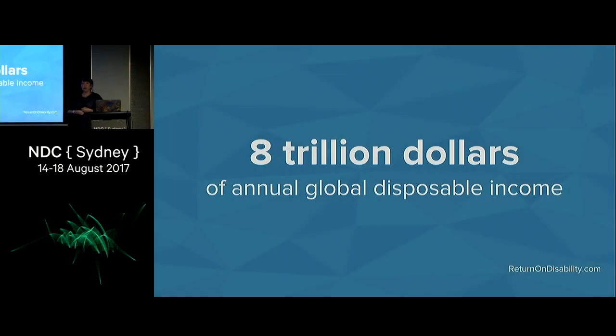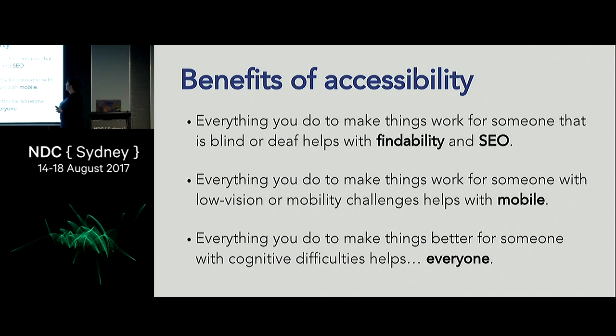If you need to talk to a marketer, it's $8 trillion of annual global disposable income. It's pretty significant. So 15% of your population, whatever country that you live in, has some kind of disability, and they have money to spend.